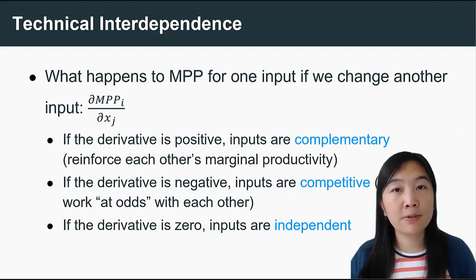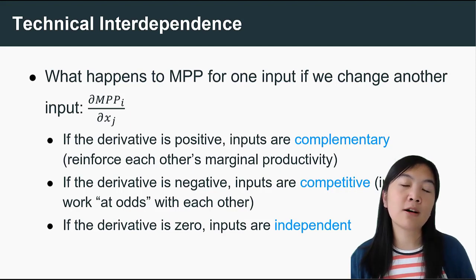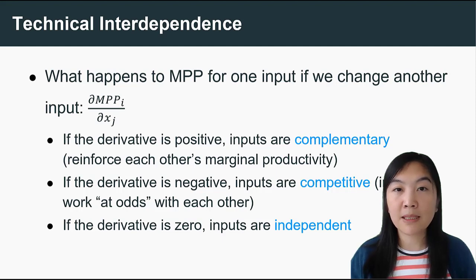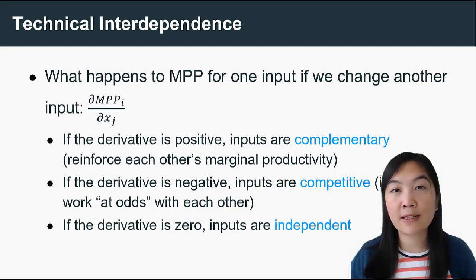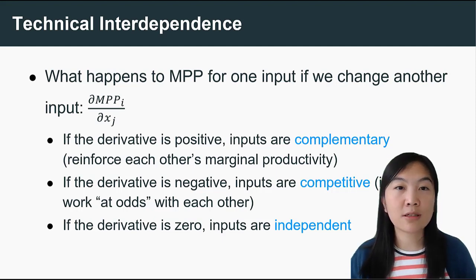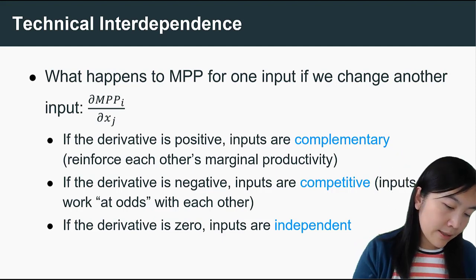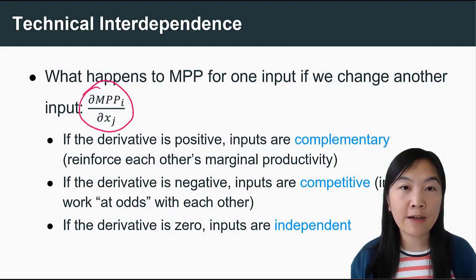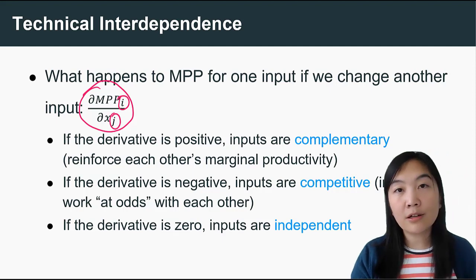When we are having two variable inputs, sometimes there are synergies between the use of those inputs. Sometimes those inputs might be independent. So we use a term here called technical independence to explain that dependence. What we're interested in is what happens to the MPP for one input, for example in the previous example the MPP for nitrogen, if we change the use of another input. For example, if we change the use of potash, then what is the MPP for nitrogen? That is actually another partial derivative: the partial derivative of MPPi with respect to xj. The i and j here are different.